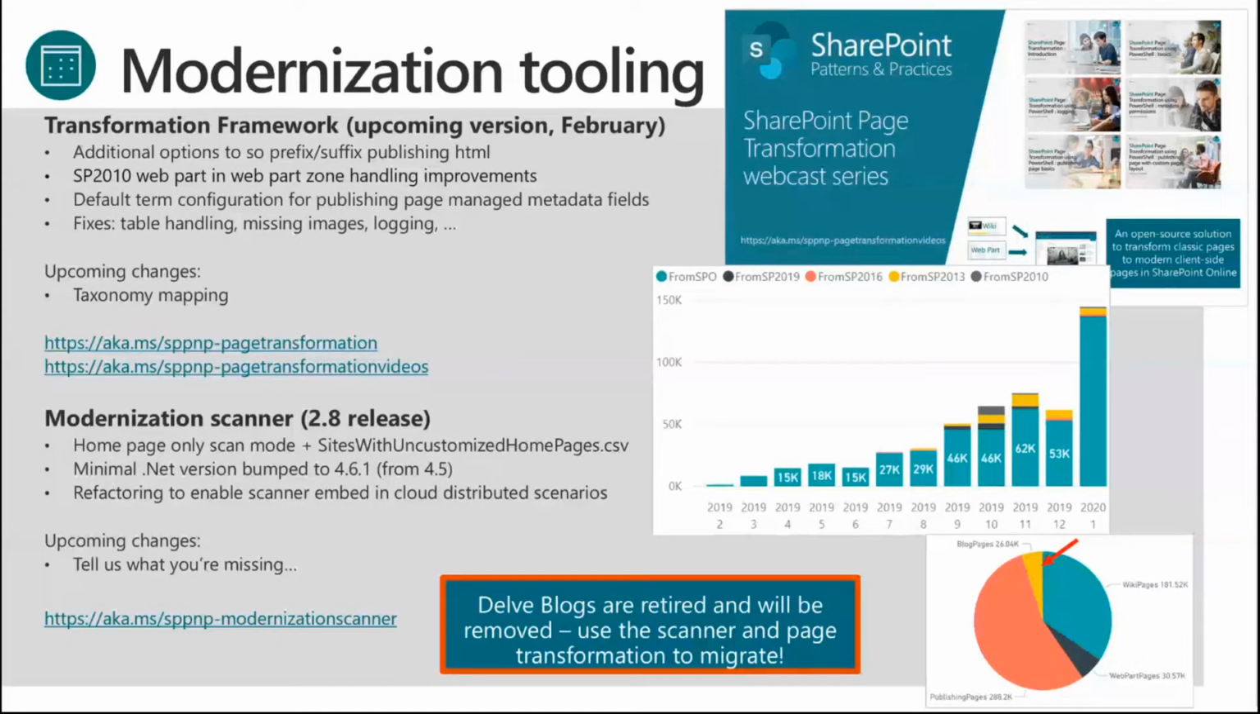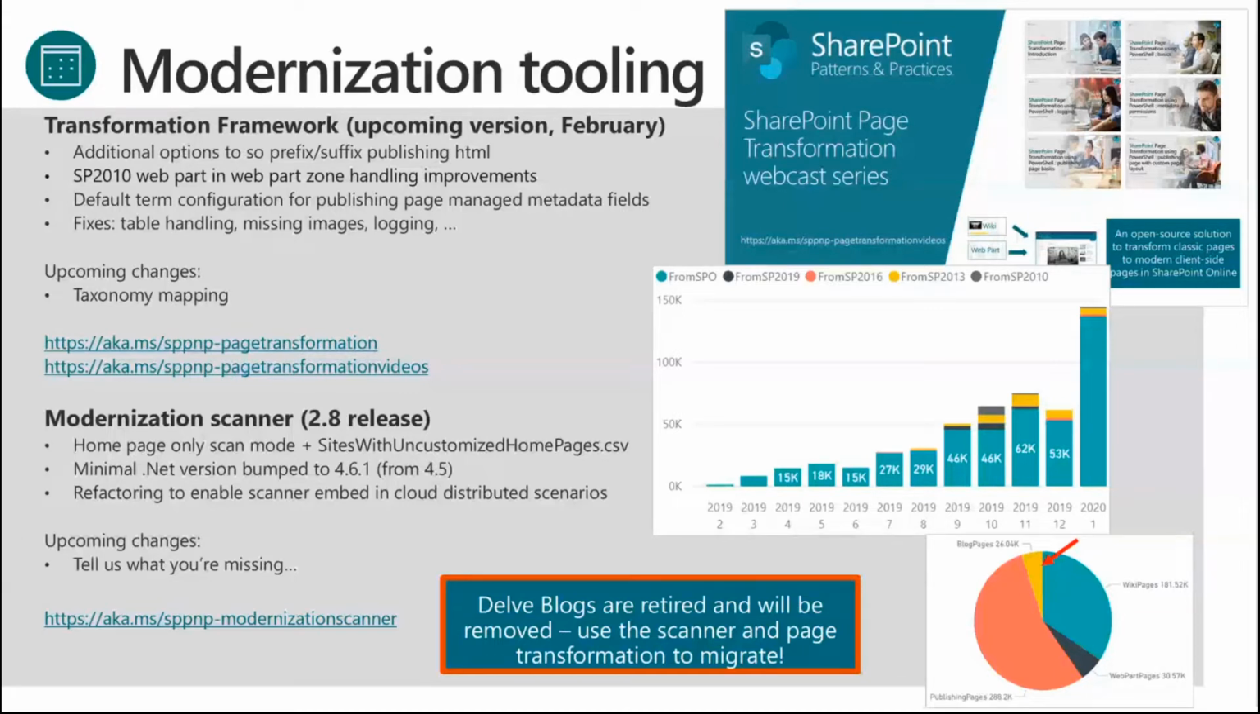The big upcoming thing will be taxonomy mapping. Work is ongoing for that one. It will not be ready for the February release, but we're targeting the March release for this one, which in my view is one of the last missing pieces to really enable you to do a full transformation from on-prem to online. This will allow you to say this term in on-prem will be this term in online, and then things will be mapped up during transformation time.